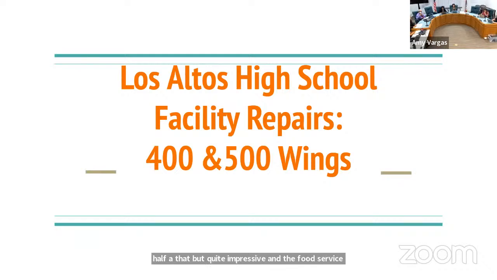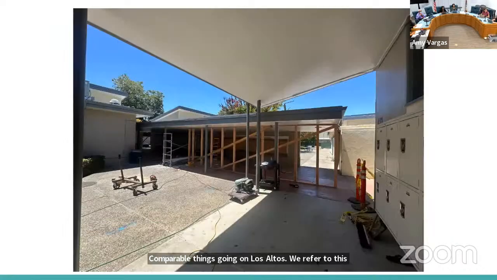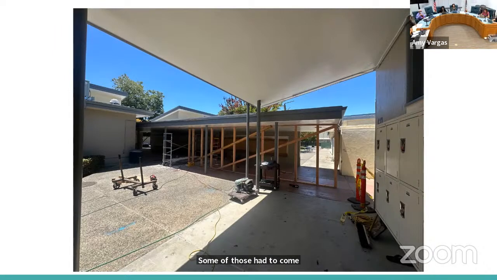Comparable things going on at Los Altos. We refer to this as facility repairs in the 400 and 500 wings. So at Los Altos, they have some covered walkways. And so we had to get access to the interior of campus by the pool. Some of those had to come down. So you have to support the remaining structure so it doesn't collapse. So some of the work to get that ready.